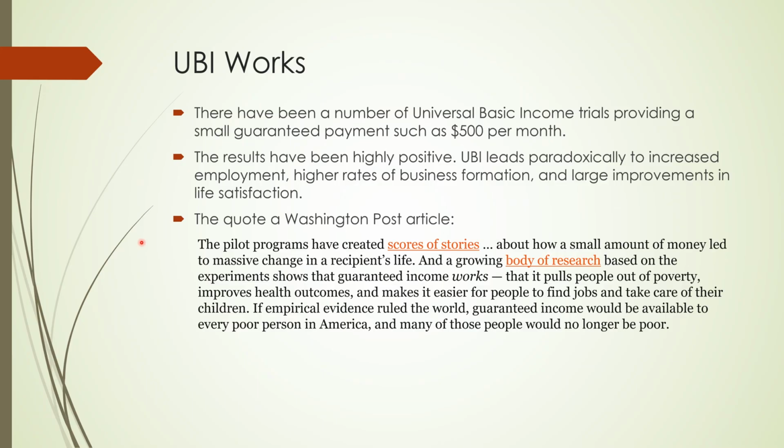And a growing body of research based on the experiments shows that guaranteed income works, that it pulls people out of poverty, improves health outcomes, and makes it easier for people to find jobs and take care of their children. If empirical evidence ruled the world, guaranteed income would be available to every poor person in America, and many of those people would no longer be poor.